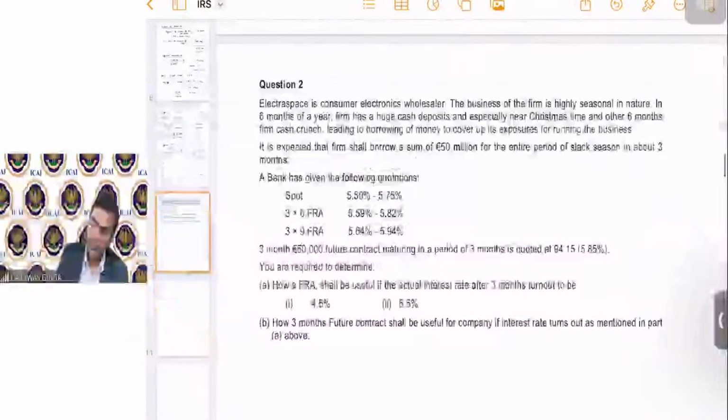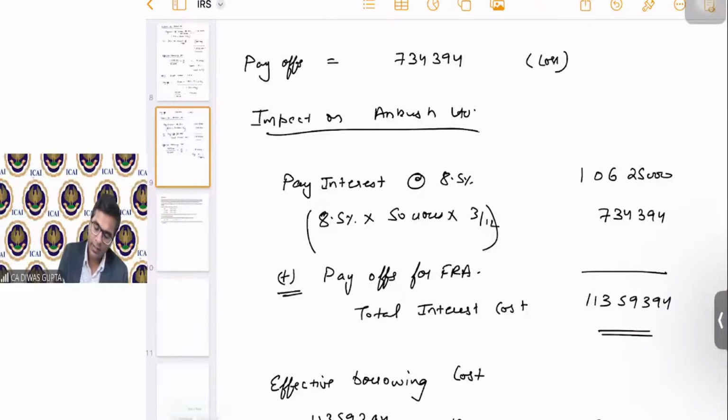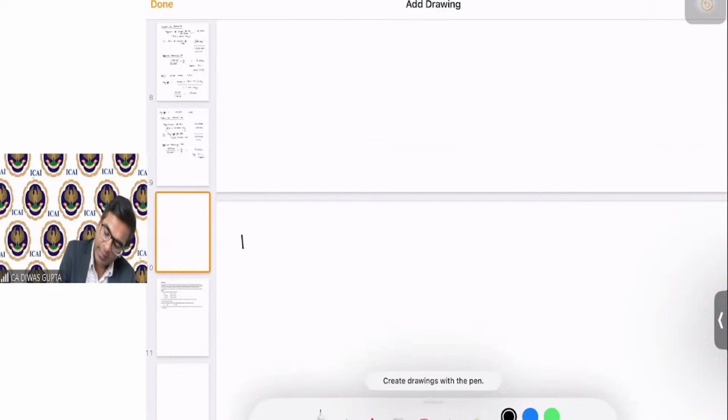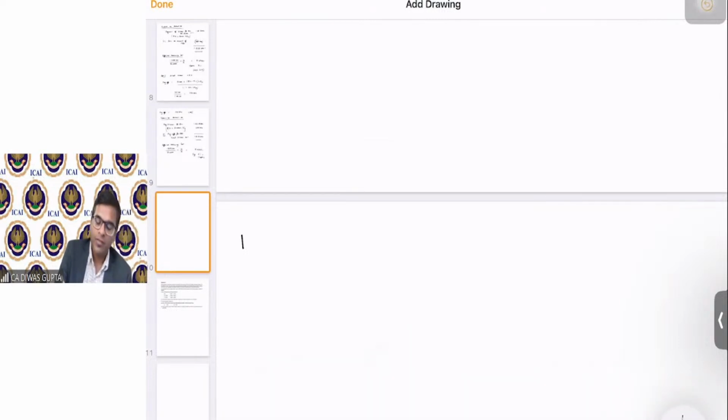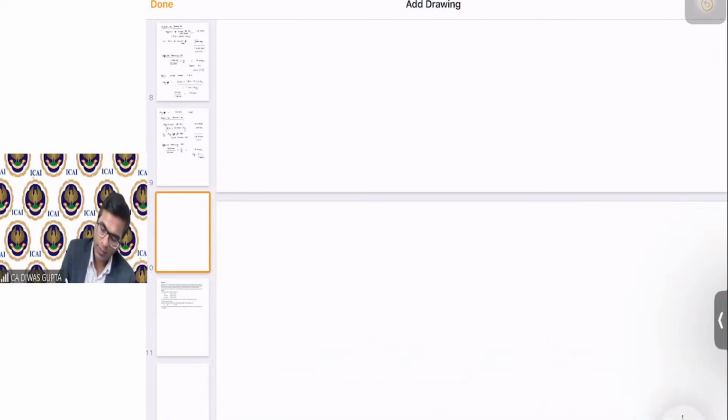Clear now? Let's move to the next one. Before this, we have to understand the interest rate futures, students. So FRA is till that one only. We also have to understand the pricing of FRA. Let's first do the valuation of FRA. Then we will move to the interest rate futures.